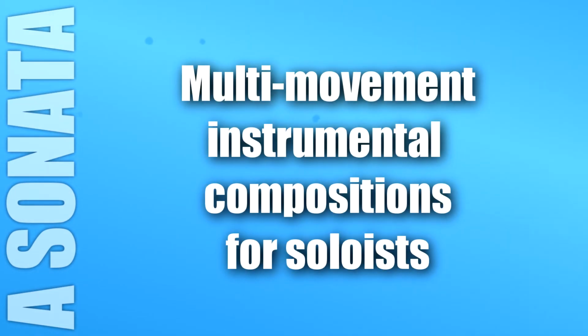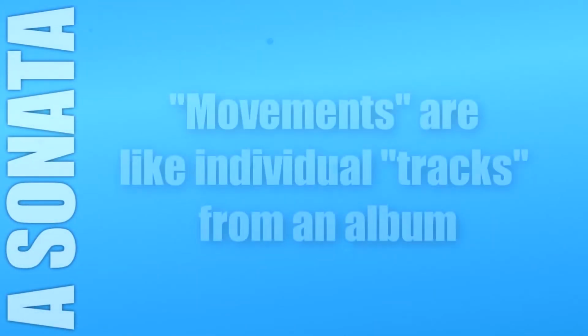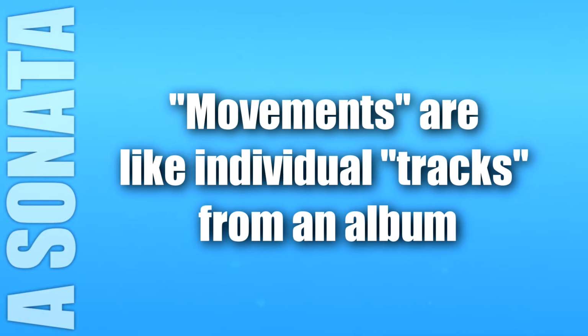Sonatas are multi-movement instrumental compositions for solo instruments. You can have sonatas for violin, cello, flute, and piano. And they're usually accompanied by a piano if piano isn't the solo instrument. Yeah? You can think of movements as basically being like an individual track from an album. They work great as standalone pieces of music, but they also can be listened to in the wider context of an album. It's not a perfect analogy, but it's enough for the purpose of this video.